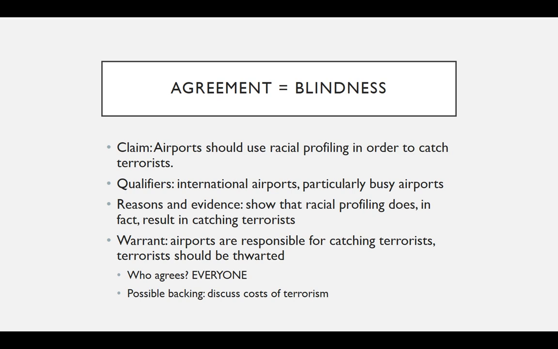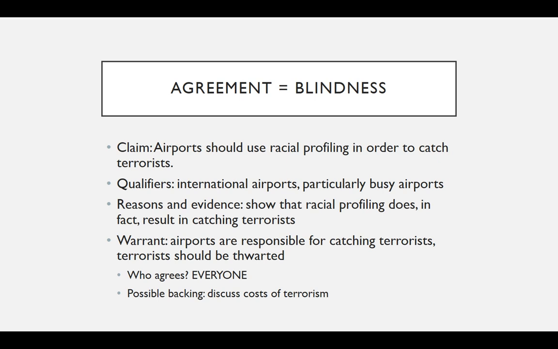Now, to prove this argument, you will need to show that racial profiling does in fact result in catching terrorists. So that's part of your actual claim that does require evidence. But your warrant, your assumption there, is that your audience wants the result of catching terrorists. Now, who agrees with that? Everyone. Everyone, except terrorists, agrees that we should catch more terrorists. So you don't have to support that. If you wanted to support that, you could talk about the cost of terrorism, why it's so important to catch terrorists, but you probably don't need to do that because we're pretty convinced.